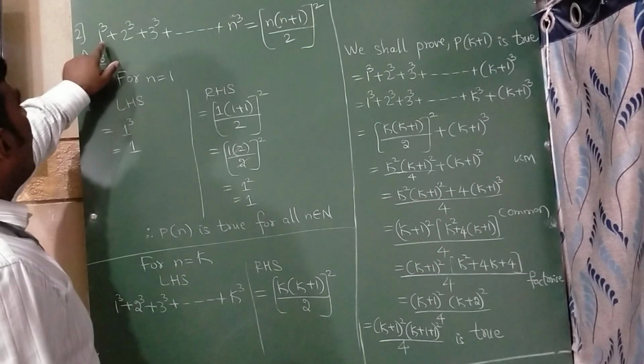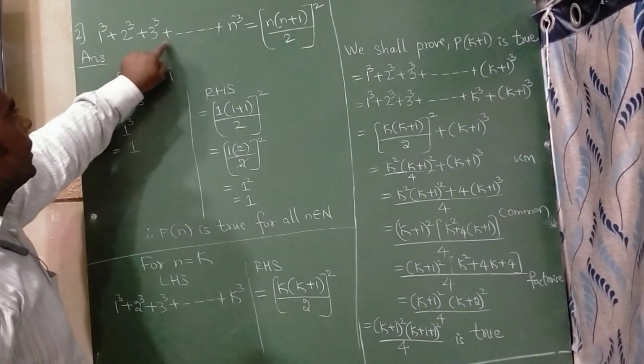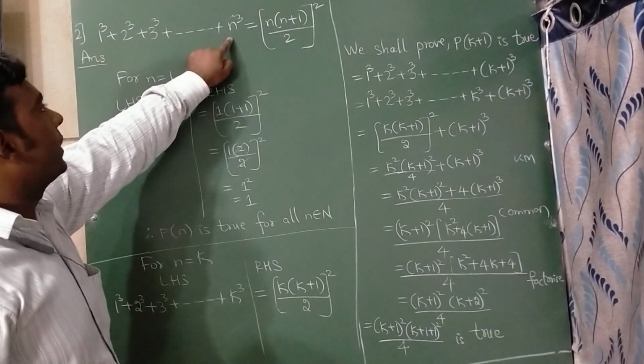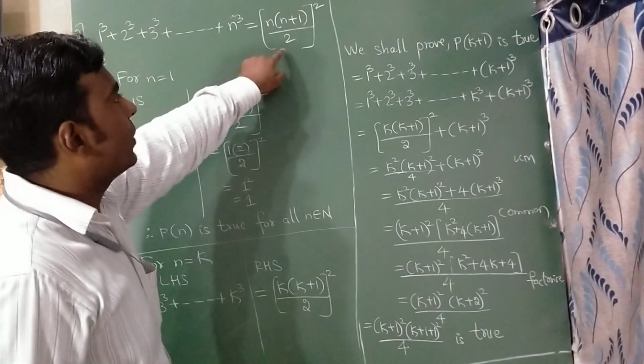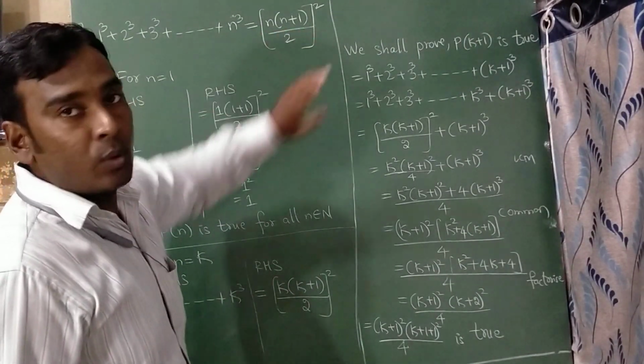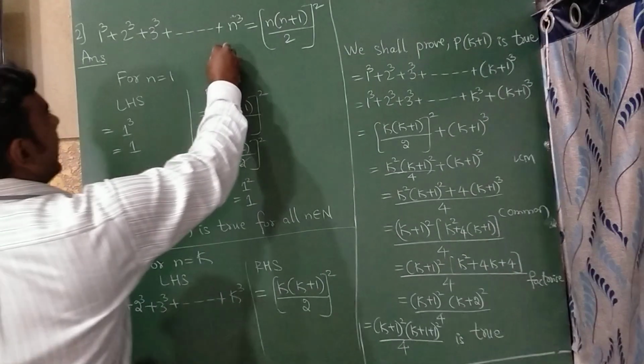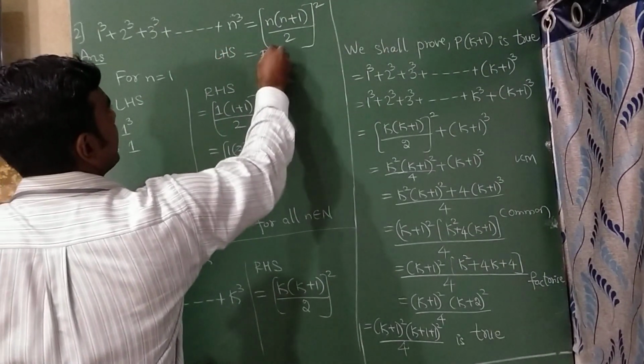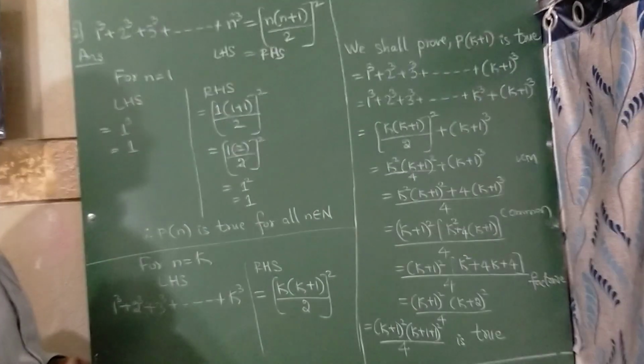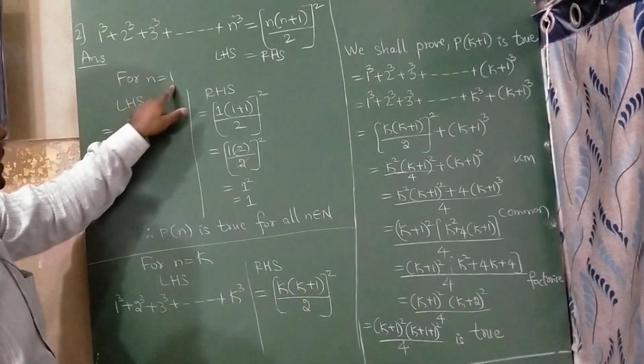Second question is 1 cube plus 2 cube plus 3 cube plus so on up to n cube is equal to n into n plus 1 divided by 2 whole square. Now this is the LHS part and this is the RHS part. Fine. Now for n is equal to 1, LHS part.